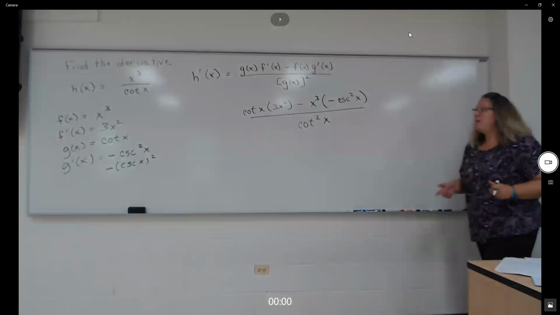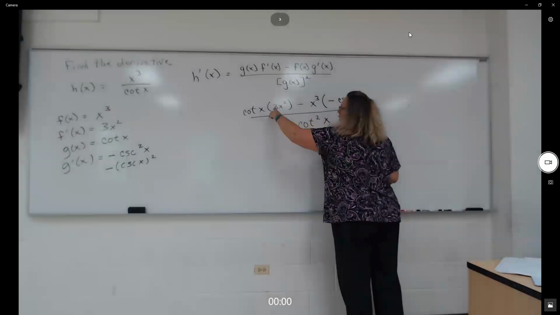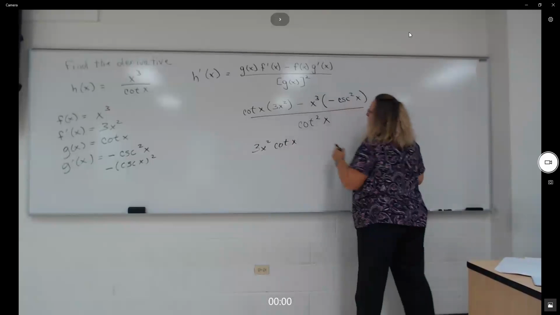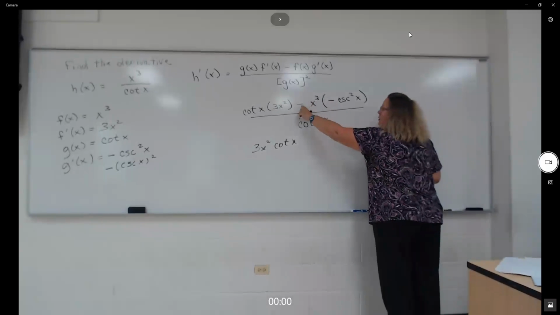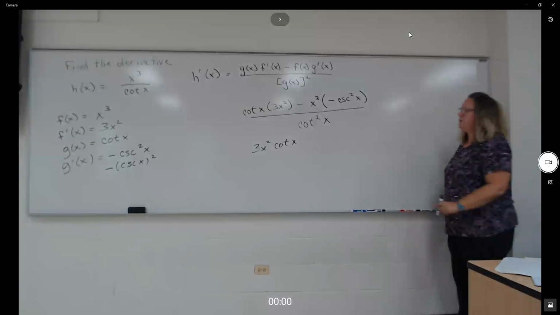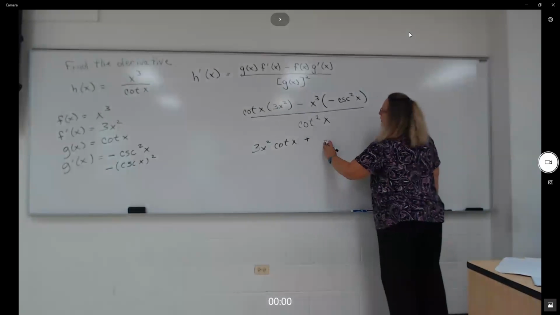All right, so that's pretty much it. I would probably move this guy to the front. 3x squared cotangent x. And what can we do here? It's just multiplication, so we could change that to a plus. Good.